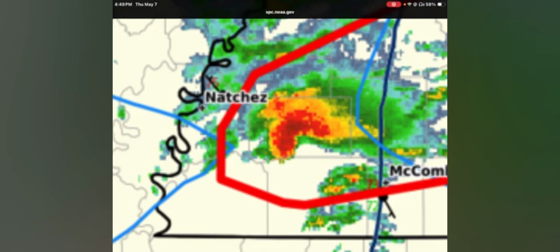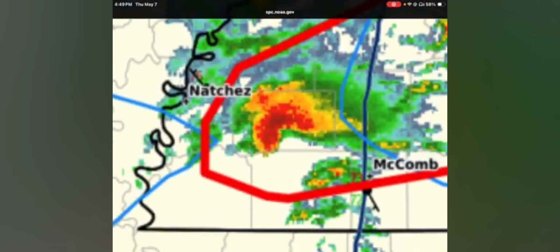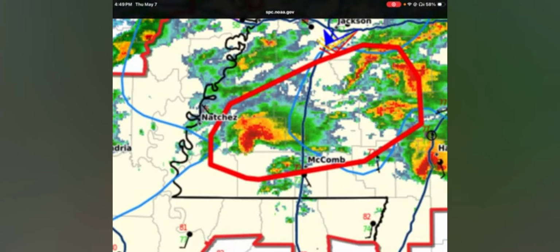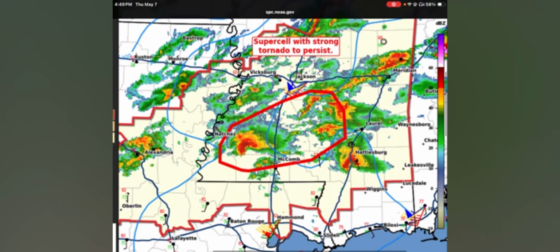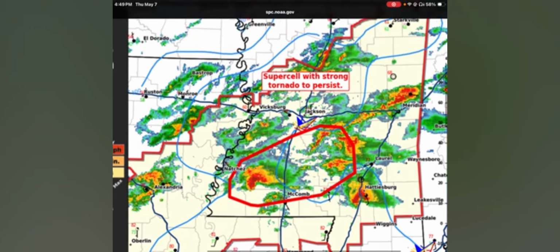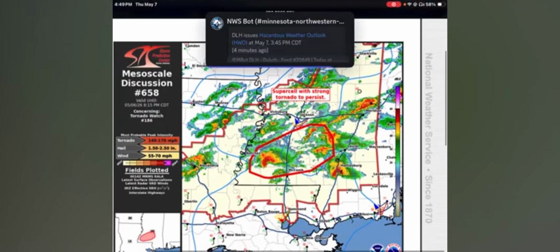Now you can obviously see that this is a cyclic supercell. It has that classic kidney bean shape. It's curved and it's very clear. The inflow notch. There's an inflow notch. It's very clear. Clear air filtering in. So that storm southwest of Natchez is coming. It's gonna do damage, and it did damage. It already did damage yesterday.